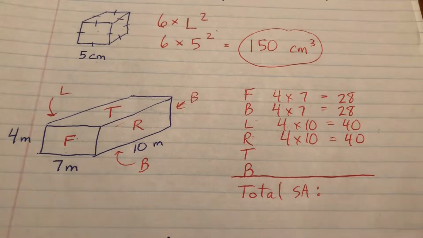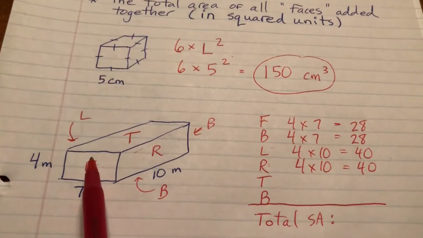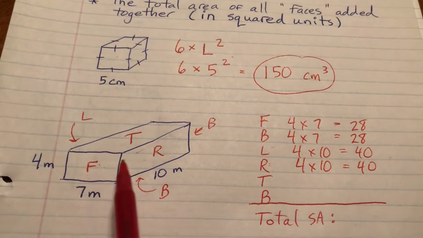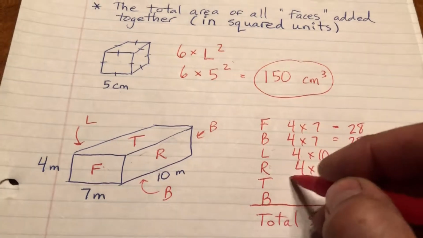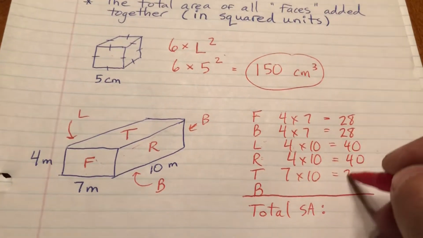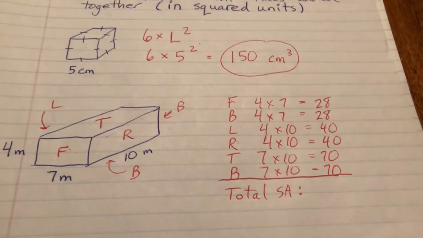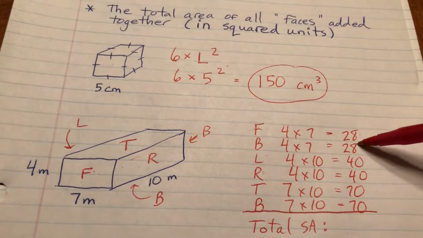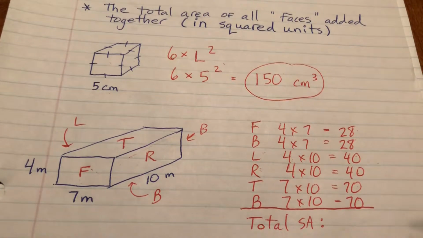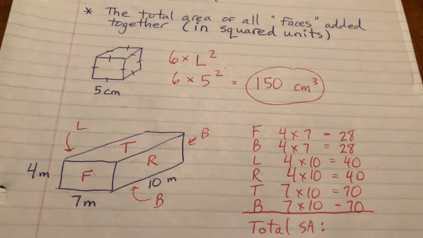So now we have top and bottom. So the top side is 7 this way, 10 this way. 7 by 10 is 70. And the bottom is exactly the same. And now basically we add up the area of all the faces, and we'll get our total.